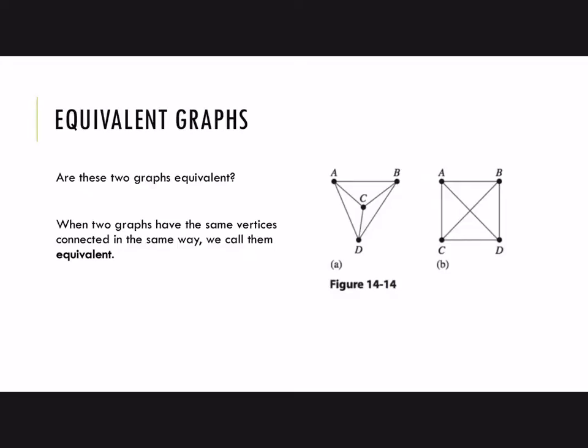Okay, so I see A on the left here is connected to B, C, and D. And on the right, A is also connected to B, C, and D. Okay, B is connected to all three other vertices, and it is on the right as well. Okay, C is connected to all three, and it is here as well. And same thing for D. Okay, connected to all three other vertices. So these are equivalent graphs.